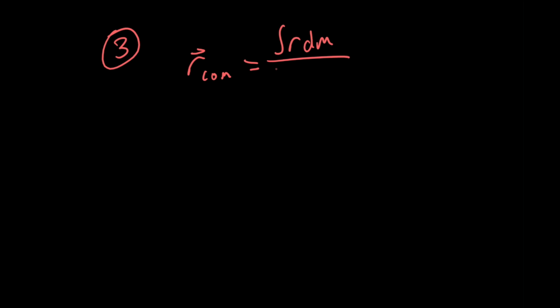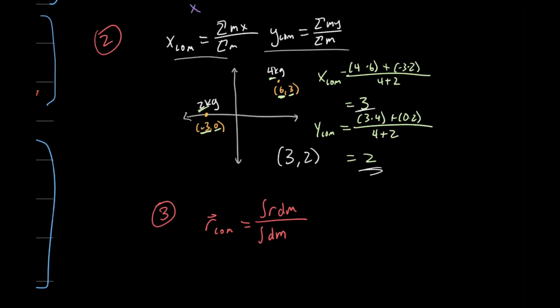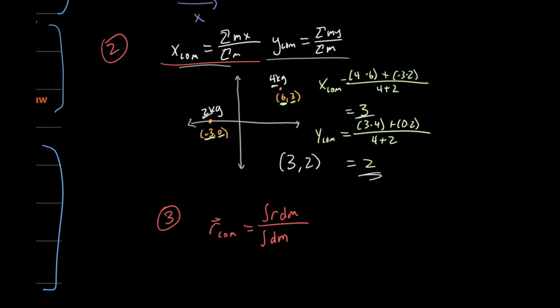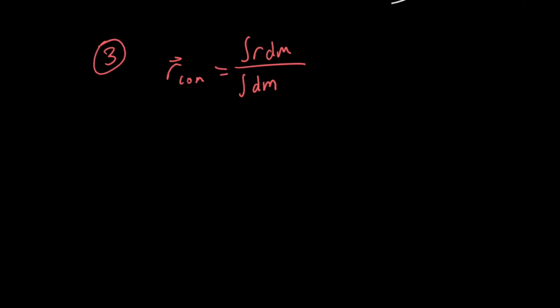Okay, so our third scenario here is if we have a non-uniform density, right? It's not a symmetrical mass distribution. And if that's the case, then we can use the equation rcom is equal to the integral of the r's times dm over the integral of the dm's. And you'll notice this is very, very similar to this equation that we had up here. We've just replaced our summation signs, our sigmas, with integrals.